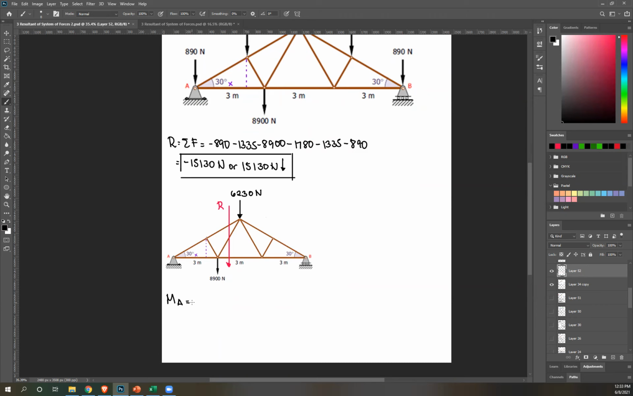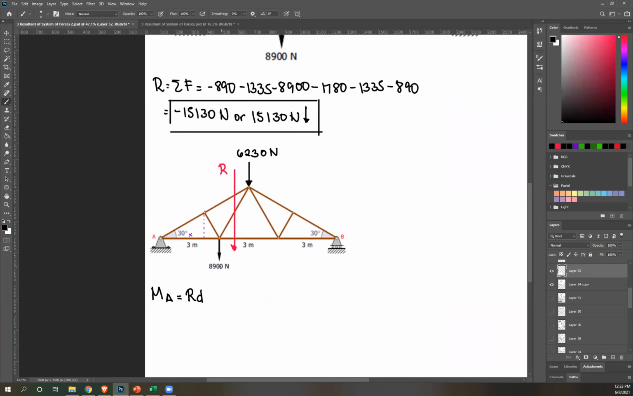Moment at A equals, and now look, all we have are two forces. So equals RD. Let me zoom in. Okay, so we're starting at A. There's no more force. We'll start at 8900, rotate about A, that's clockwise, therefore positive. 8900 times 3. Next, 6230, rotate about A, clockwise, therefore positive. 6230. And what's the distance?